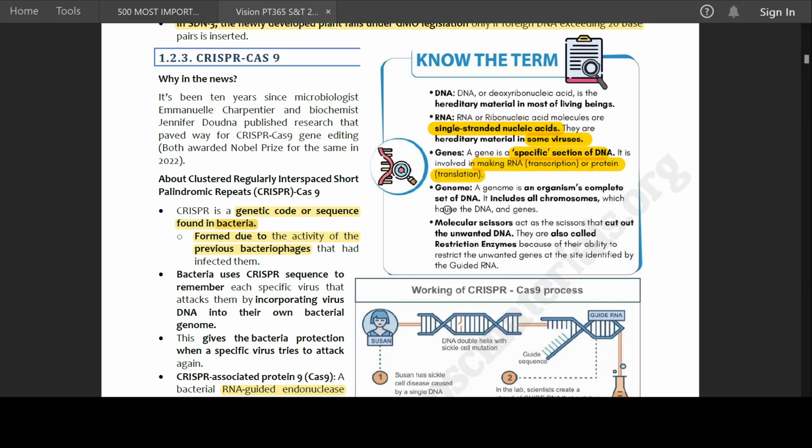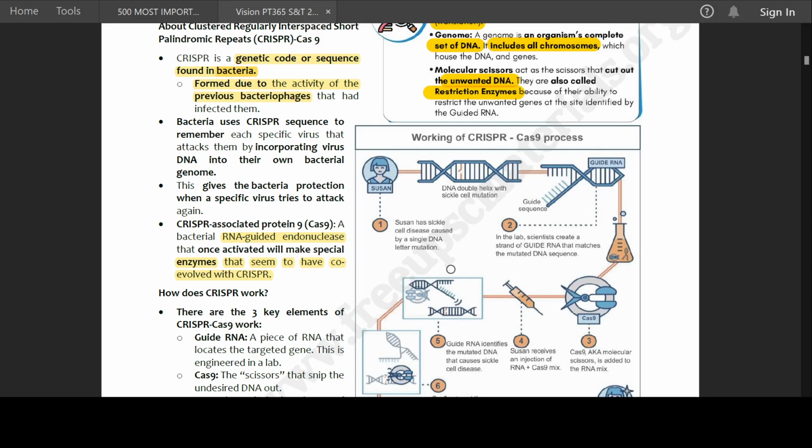Genome. A genome is an organism's complete set of DNA. Okay, it includes all chromosomes, which house the DNA and genes. Molecular scissors act as scissors that cut out the unwanted DNA. They are also called restriction enzymes. Okay, because of their ability to restrict the unwanted genes at the site identified by the guide DNA.